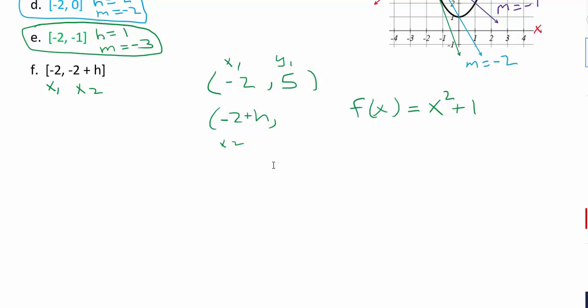The difficulty in this problem is the algebra that comes out, because to get the y value, we can't use the graph, but we can use the equation.